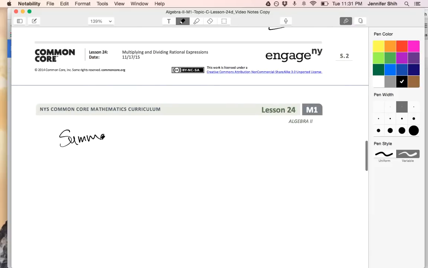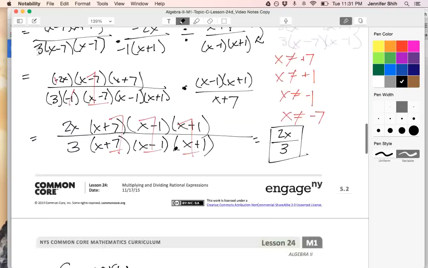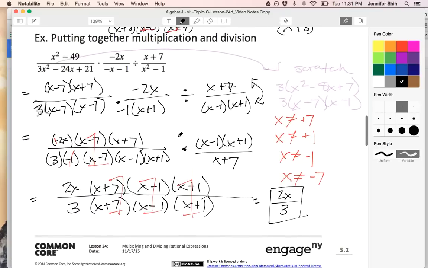Summary. If you have questions, make sure you write down your questions and go through these examples and annotate. What surprises you? What do you need to be careful of? What do you still have questions on? Or what do you know completely? Go through and mark up your example. Okay. That's it. Bye.